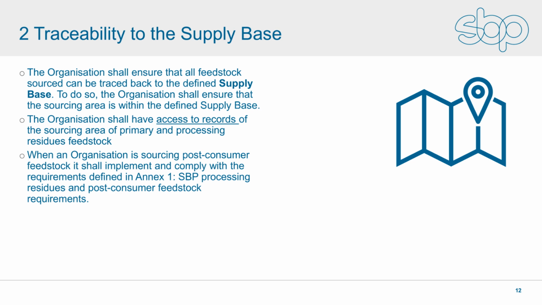To put it simply, know where your primary feedstock and processing residues come from, back to the harvesting level origin, and make sure that sourcing area is within your defined supply base. For post-consumer feedstock, follow Annex 1, collect information on suppliers, their addresses, and trace back to the material reclamation point. That is the feedstock traceability system.